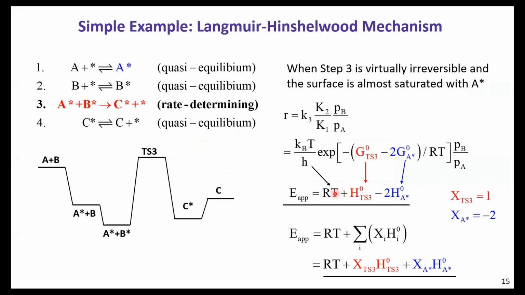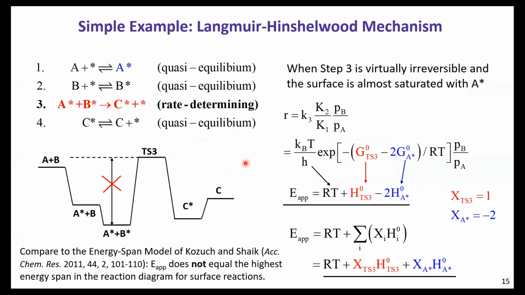Another method for apparent activation energy is the energy span model from Kozuch and Shaik. They said the apparent activation energy is the highest energy span in the reaction energy diagram, which is transition state 3 minus A star minus B star in this case, but this is not correct. Usually the energy span model doesn't work for surface reactions.